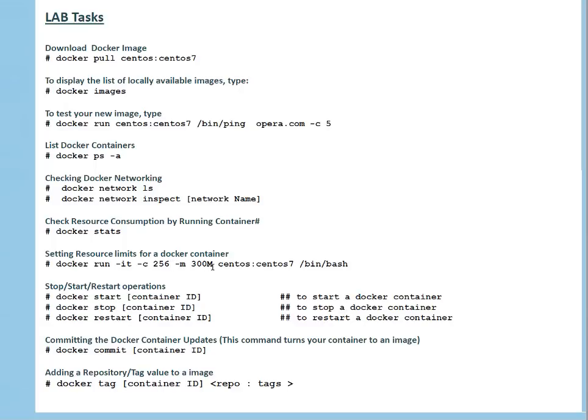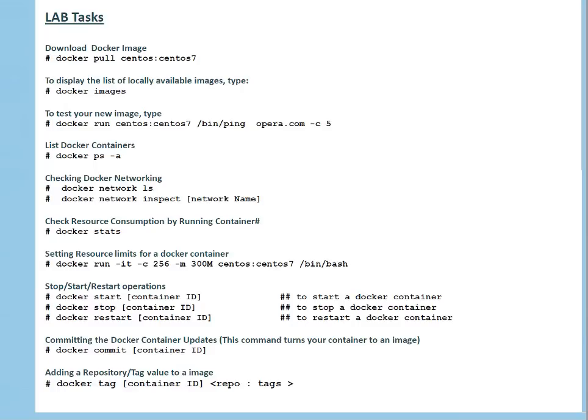-m means I'm allocating 300 MB memory. This is my container name, and I'm running this particular command to log into the container. How to stop, start, restart? docker start container ID will start the container, stop will stop, restart will restart the container.